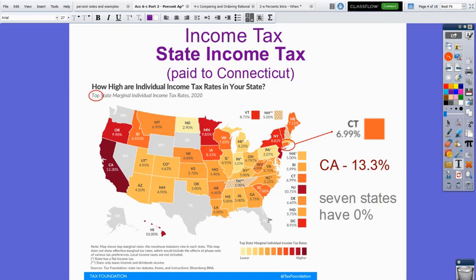And there are 7 states, these ones in gray, that don't have any state income tax at all, which is why people like to move to these states a lot of times. Okay, you do not pay any income tax to the state if you live in Florida, Texas, Alaska, Washington. Now, they make their money doing other things, obviously, but they do not use income tax.